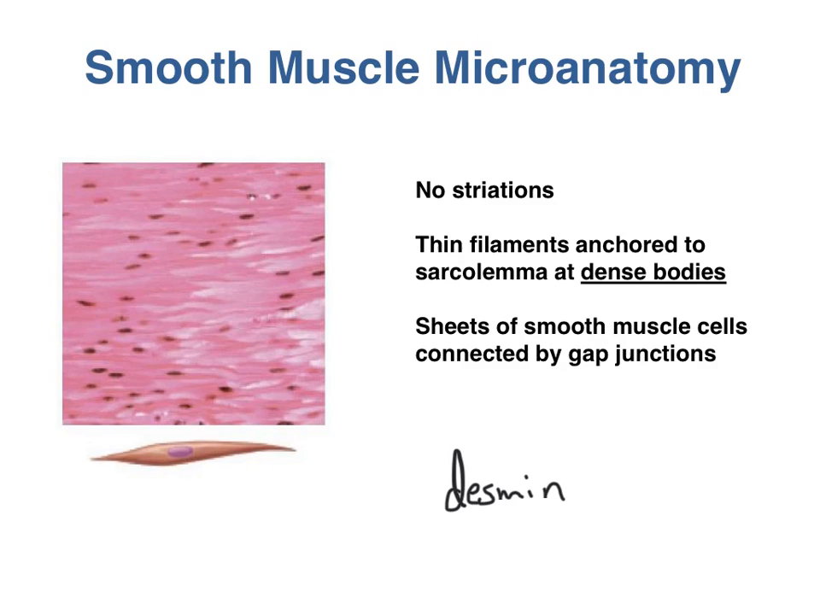Sheets of smooth muscle cells are also connected by gap junctions, and the connections through dense bodies and the connections through gap junctions allow smooth muscle cells to contract in a coordinated, synchronous manner.